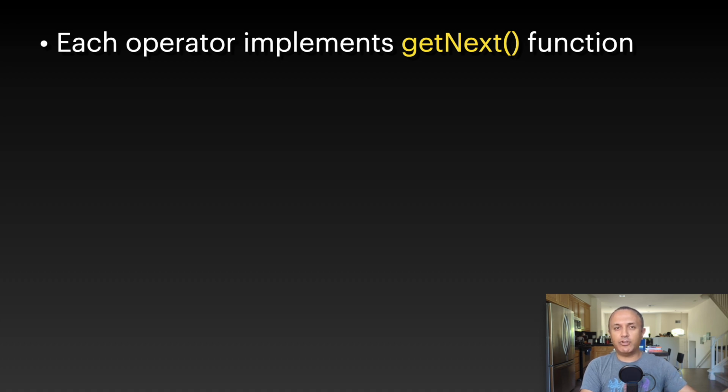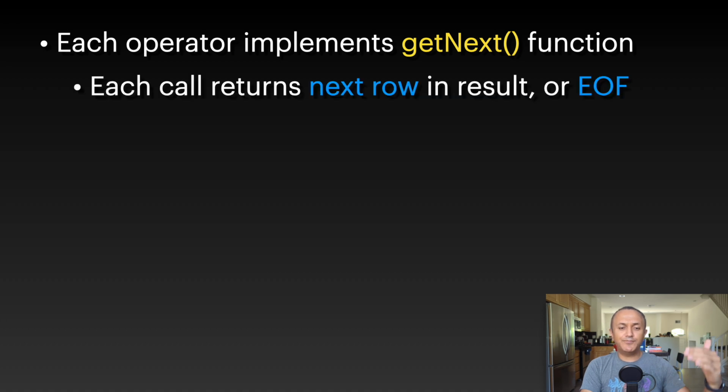Each time it's going to return you the next row until at some point, if it runs out of data, or the operation says that there's no more data to return, it's going to return a special marker, end of file, indicating that there is no more data to return, so the caller will know that it's done. So as I said, each call for get next returns just the next row.